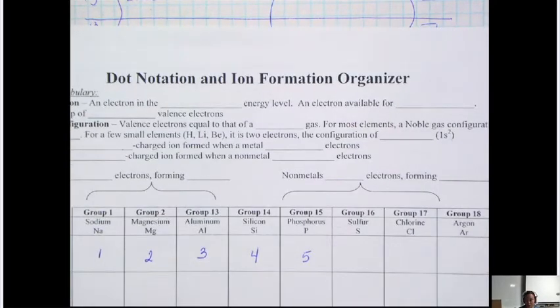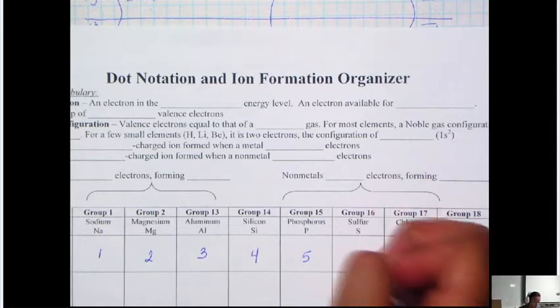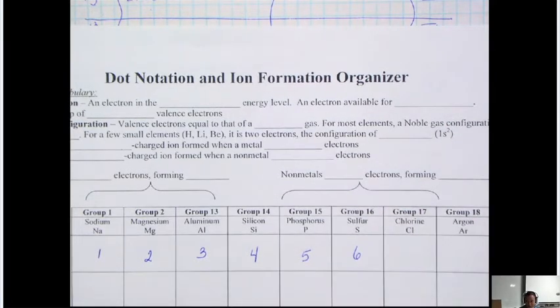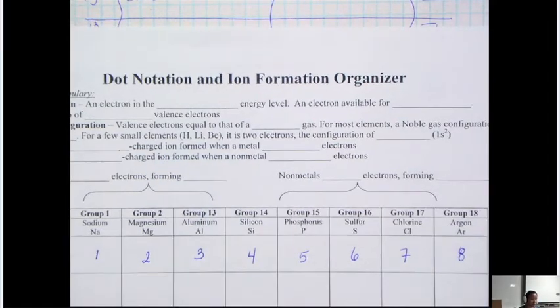Sulfur is in group 16. Okay, what about chlorine? Good, y'all are quick. Last one has 8. Okay, group 18, looking at the last number, has 8 valence electrons. Okay, so the next part, we'll come back to the top here in a moment.